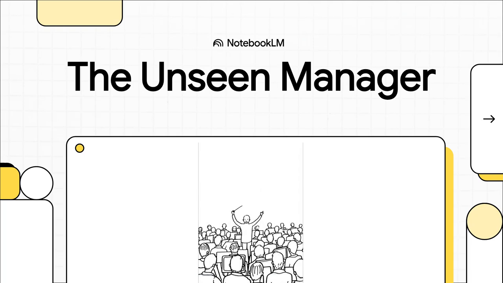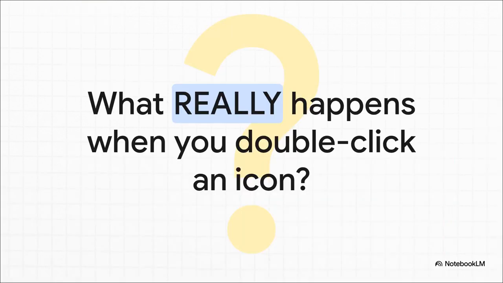Today, we're going to pull back the curtain on maybe the most important piece of software on your computer. You know, the one doing all the heavy lifting behind the scenes. We're talking about the operating system. I mean, think about it. It feels instant, right? You double-click an icon and boom, your app opens. But what's really going on there? Well, that one little action kicks off this incredible, super fast chain reaction, and it's all being managed by the very thing we're going to break down today.